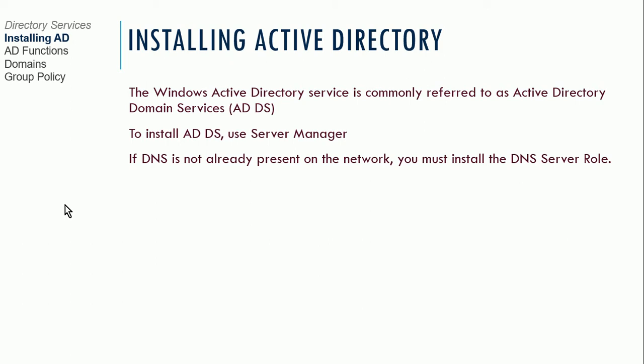One thing is DNS is required for Active Directory Domain Services. So if DNS is not already present on the network, you have to install a DNS server role. You have to have DNS installed, and it doesn't mean that DNS is running on some other platform. It has to be running on a domain controller somewhere. You don't have to install DNS as long as something on the network is already providing that role service. And again, it has to be a Windows DNS server. You can't use third-party DNS with Active Directory.